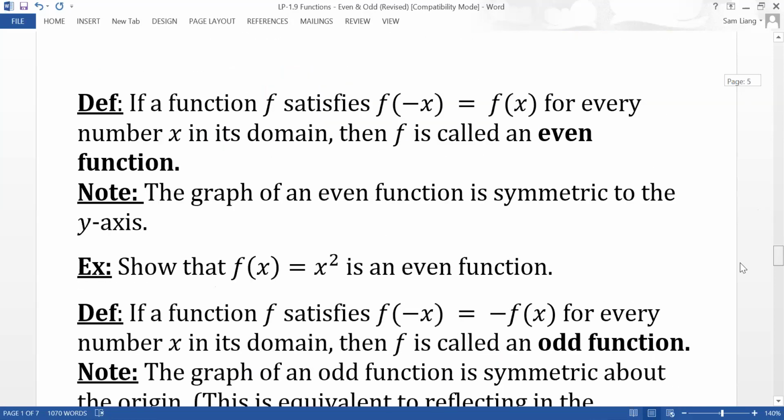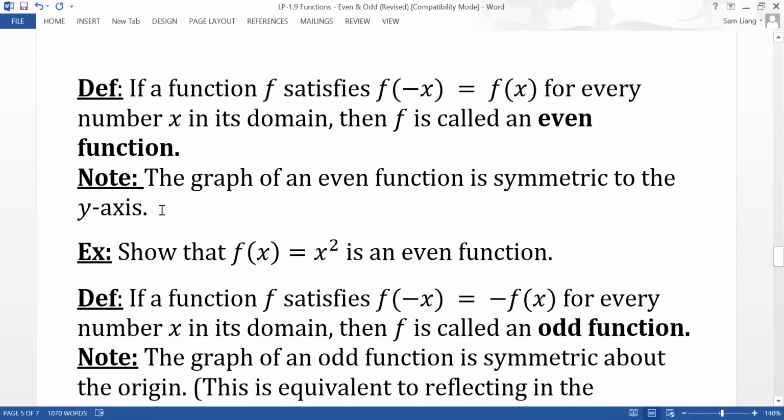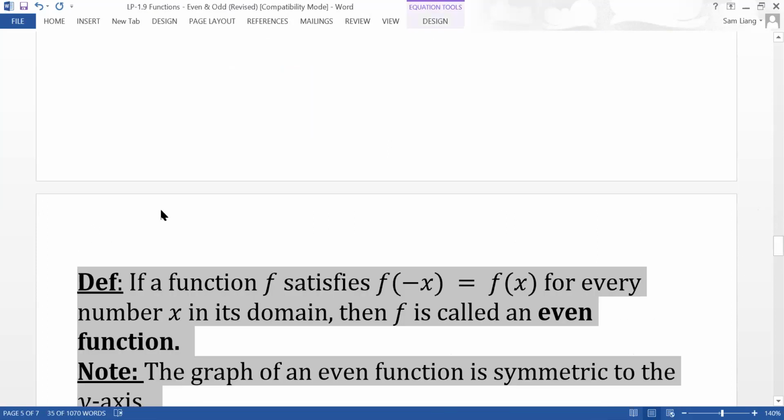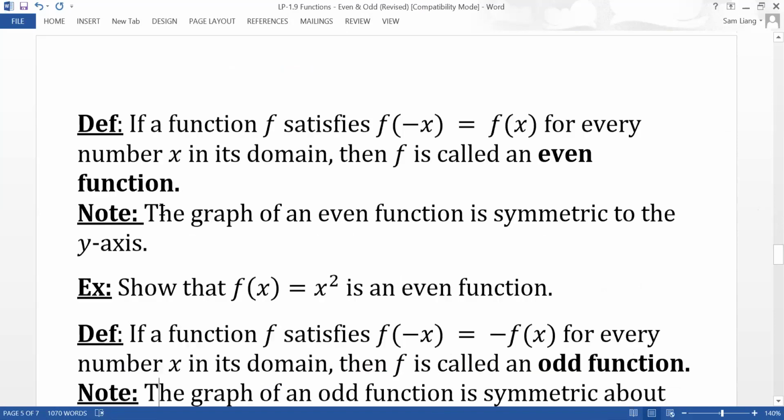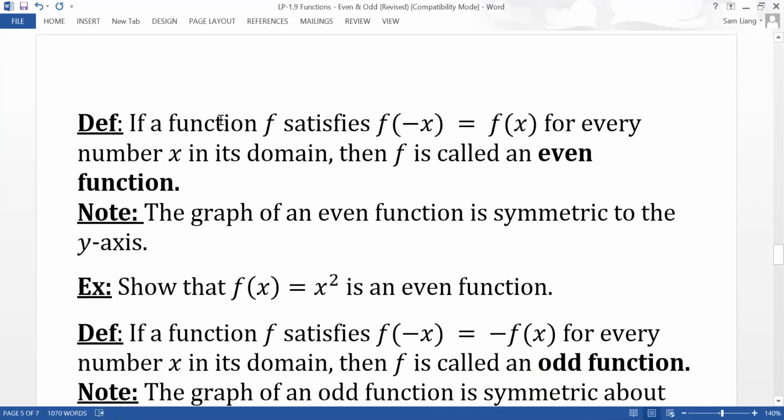All right. Here's the definition. Please copy this down in your notes. If a function f satisfies f of negative x equals f of x for every number x in its domain, then f is called an even function. And note that the graph of an even function is symmetric to the y-axis.